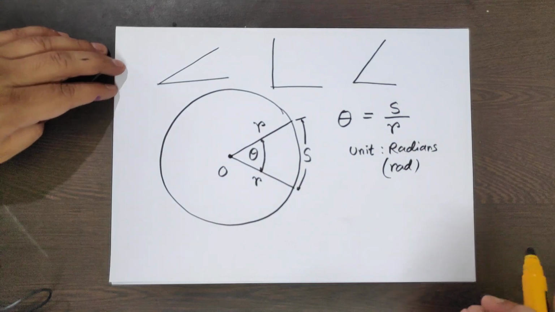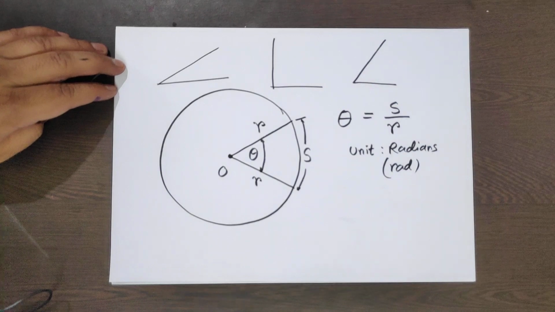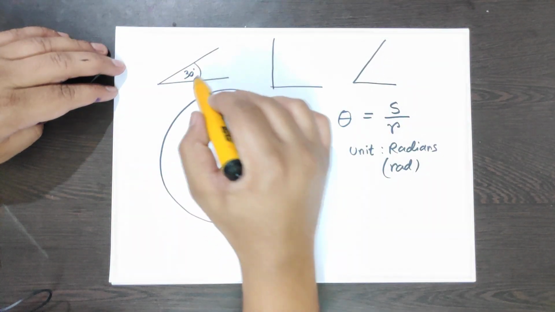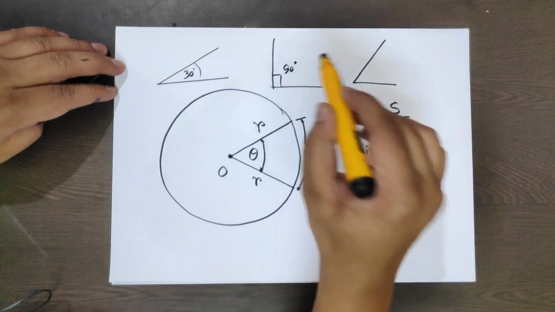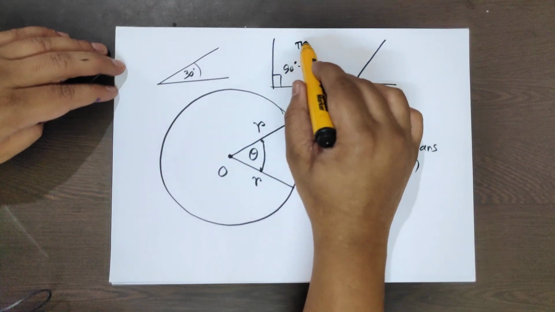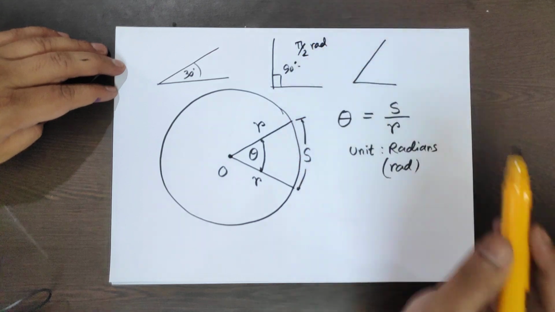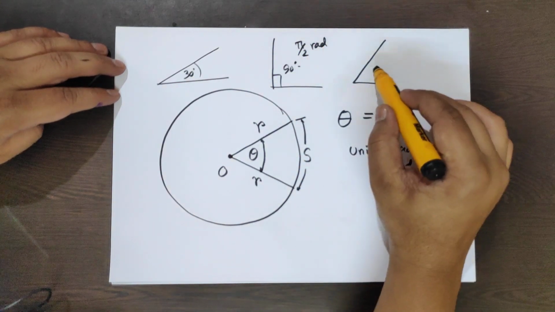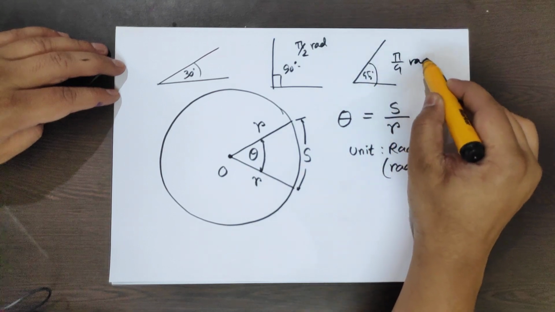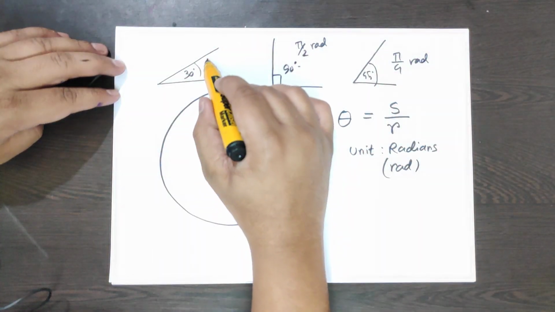But to draw an angle, every time there is no need to draw a circle, right? So this is 30 degree angle, right? This is 30 degree, this is 90 degree, and 90 degree means in radians pi by 2 radian, and this is 45 degree, this is pi by 4 radian, and this is pi by 6 radian.